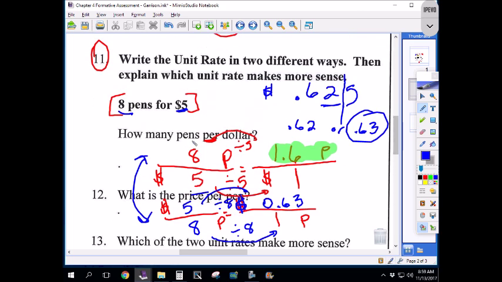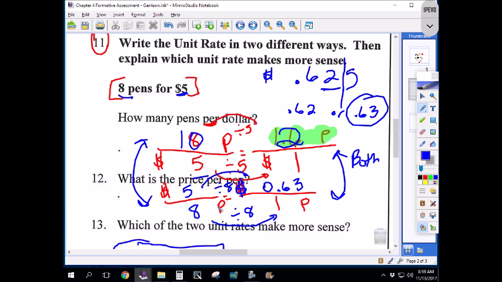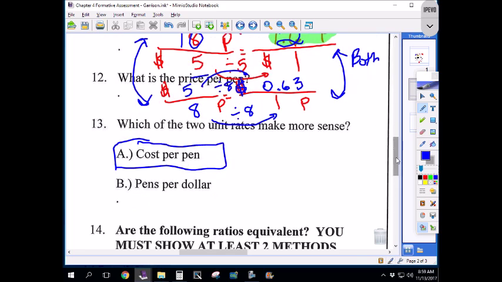Now, I'll give you an example. What if this were? Don't write this, but I'll give you a quick example. Let's say this was 10 pens for $5. Now, wouldn't that give us 2 pens per dollar? Okay, now which one would make more sense? They would both make sense equally. Everybody understand that? Yeah. They would both make sense because you can go in, give them $1 and get 2 pens, or you could go in and buy 1 pen for 63 cents. Actually, it'd be 50 cents if I were doing that same fake ratio, but that's that. So yeah, number 13 would be cost per pen is going to make more sense.